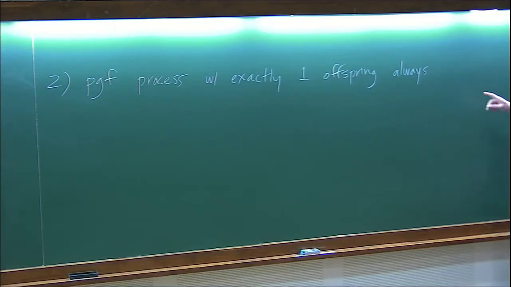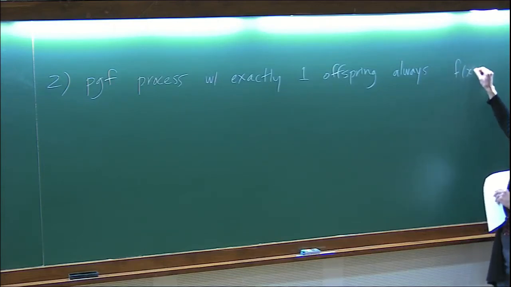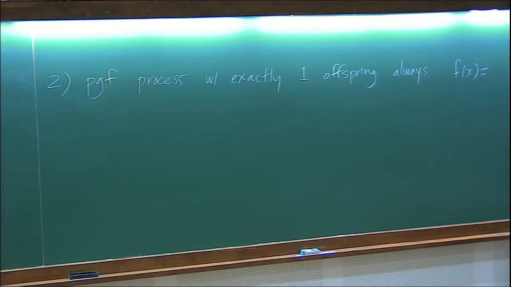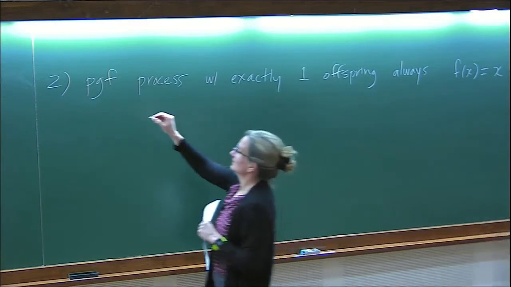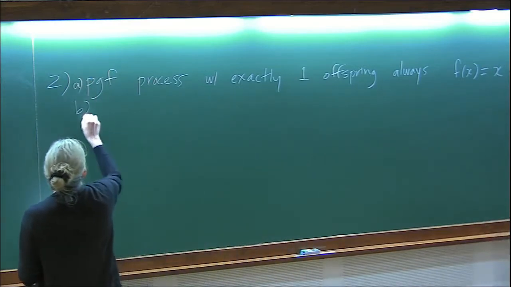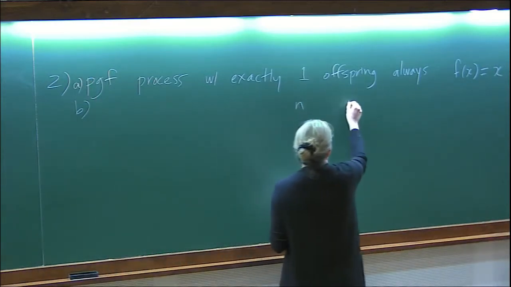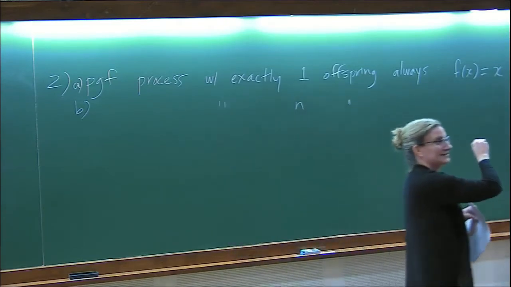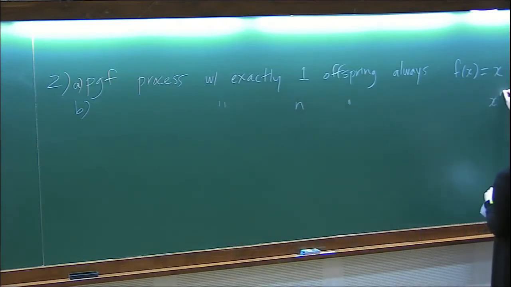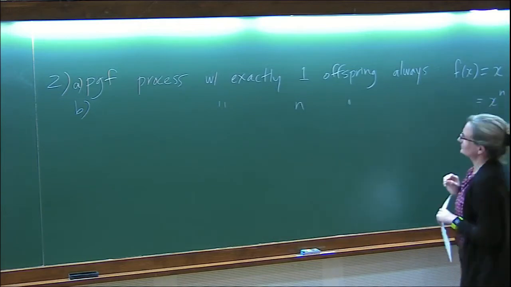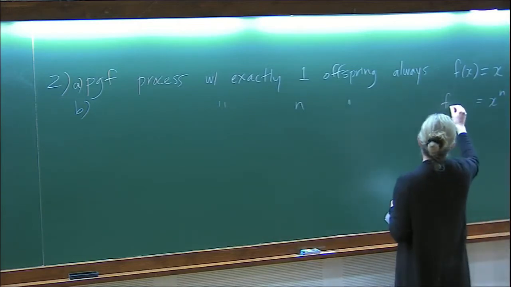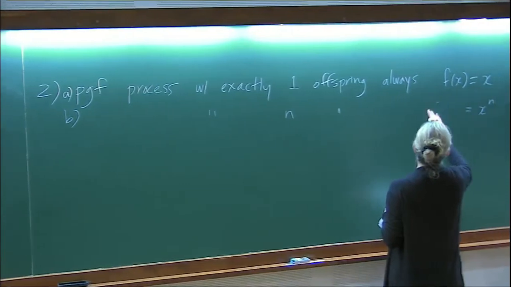So what's the PGF if we always have exactly 1 offspring? I think I heard an X over there. Yeah, good, excellent. X. Okay, what if we have exactly, actually I'm going to call this A, B, exactly N offspring. Excellent, X to the N. I don't know, let's call it G.